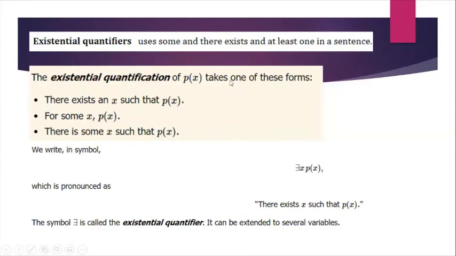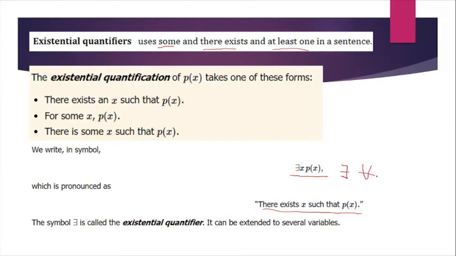Ayan. Next, we have the existential quantifier. This uses some and there exists and at least one in a sentence. So ito yung mga keywords niya, some and then there exists or at least one. So dito naman kay existential quantifier is kumbaga kabaliktaran siya ni universal statement. Para sa kanya is at least isa may nag-e-exist. Or kumbaga hindi lahat. Basta may nag-exist lang na kahit na isa. Okay? That's for the existential quantifier. Okay, so example niya, there exists an X such that P of X, or for some X, P of X, or there is some X such that P of X. So this is the symbol. There exists X such that P of X. So ito yung symbol naman ni existential quantifier.